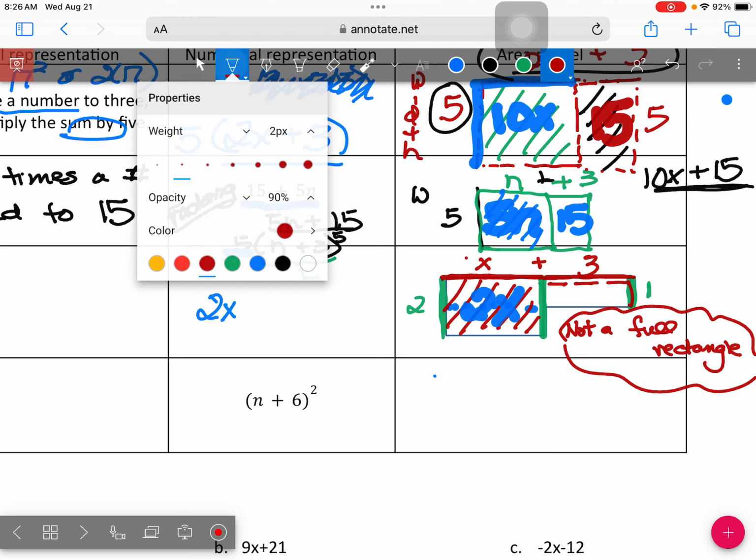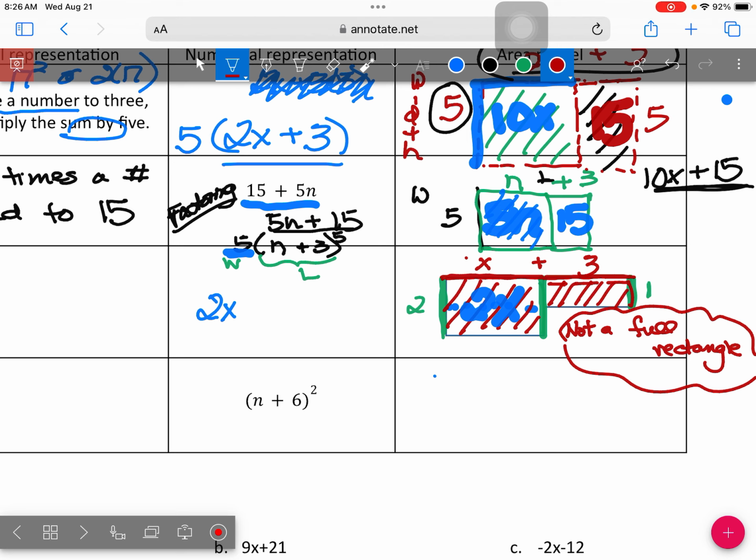Now, looking at this area, what is that area? 3. Notice it has a different width than what we're used to looking at over here. This, we said, was half of that. 1 times 3 is 3. That'd be 3 units squared. So this is going to be 2x plus 3.